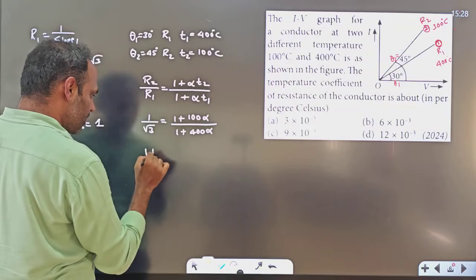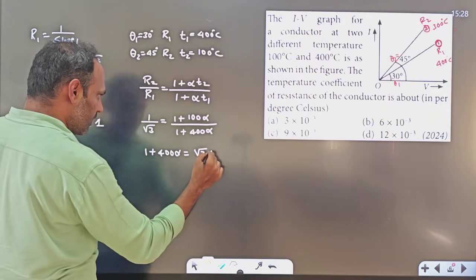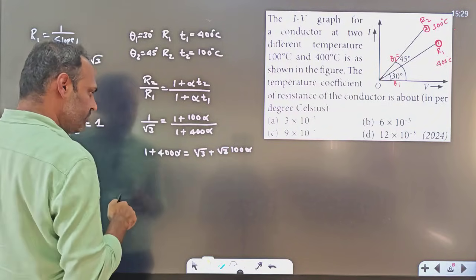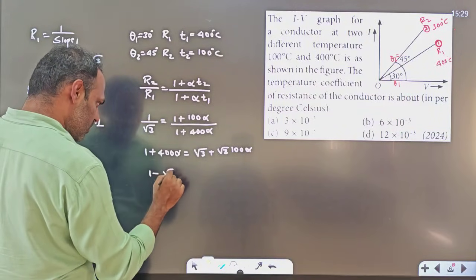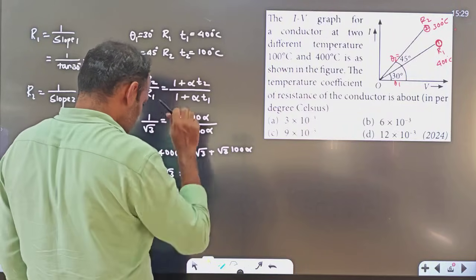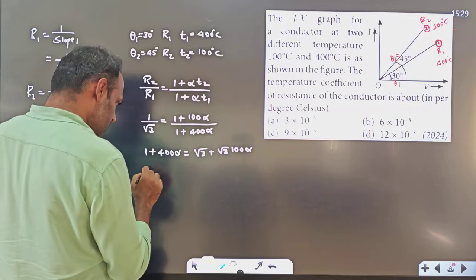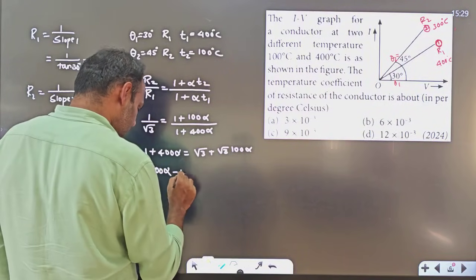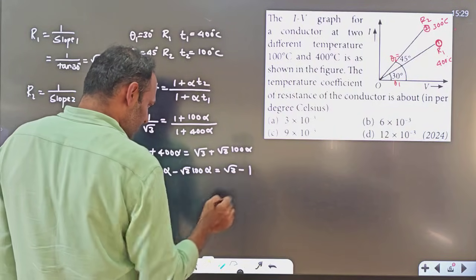Correct? Cross multiply, you will get 1 plus 400 alpha is equal to root 3 plus root 3 into 100 alpha. Cross multiplying. I will take this root 3 on this side, I will get 1 minus root 3. Or you can take it like this: this is 400 alpha. Take that root 3 into 100 alpha on this side, this will be root 3 into 100 alpha, and on this side I can write root 3 minus 1.